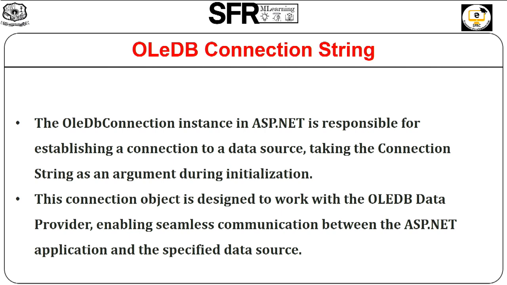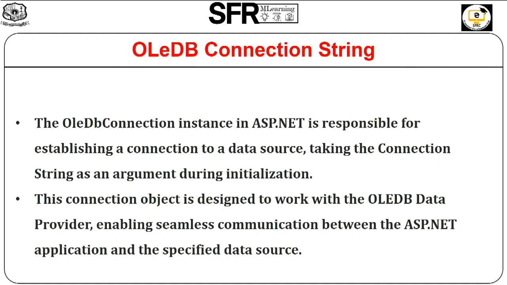The OLEDB connection instance in ASP.NET is responsible for establishing a connection between the user's data and the data source. After connecting, we have to initialize the values for all the properties in our OLEDB connection. That is done during initialization. The arguments we pass in the string will be the values for the properties.